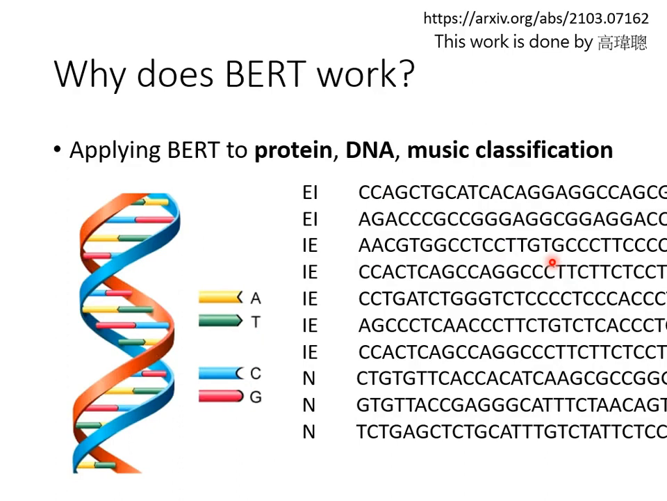Okay, our problem is to do DNA classification. Given a DNA strand, try to determine which category the DNA belongs to. So here the letters represent DNA. These things here are categories. You might ask, what do EI, IE, and N stand for? Do not mind the details. I don't know either. Anyway, it's a matter of classification. Just train it with the training data and label data, and it's done.